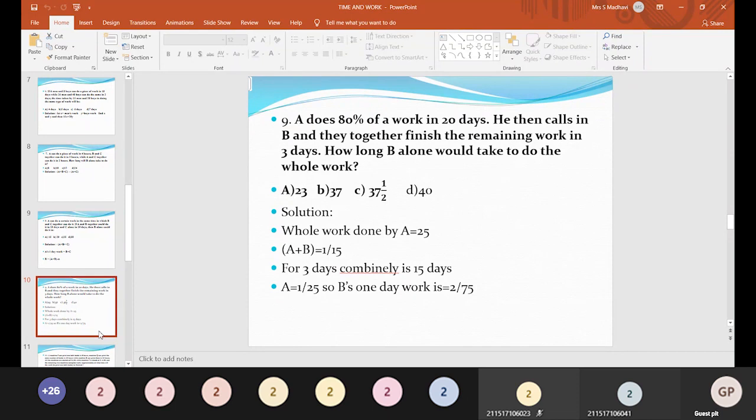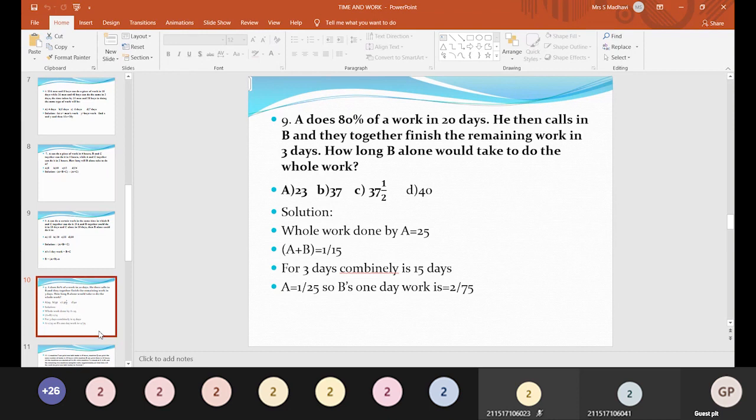So here A's 1 day's work is 1 by 25. A plus B's 1 day's work is 1 by 15. Now B's 1 day's work is 1 by 15 minus 1 by 25. So here we get the answer 2 by 75. That is A plus B's work minus A's work, which is equal to 2 by 75.